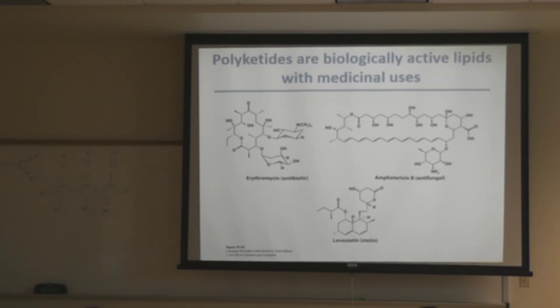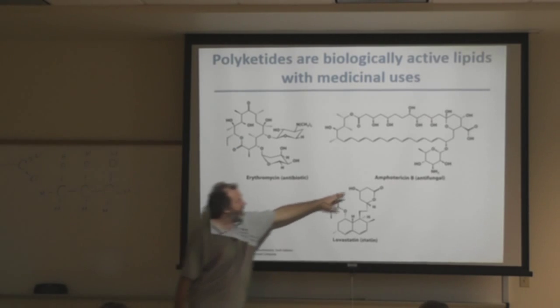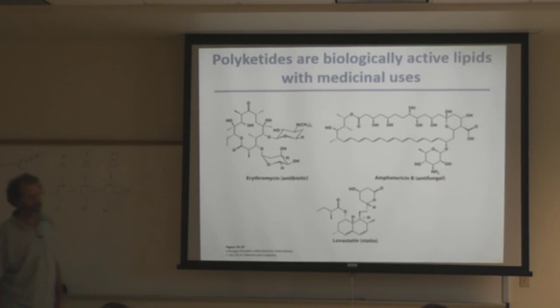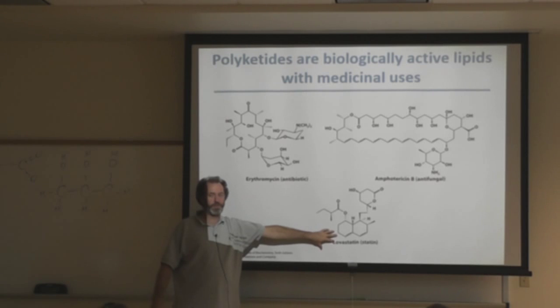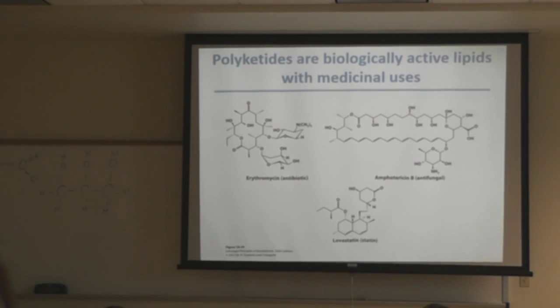So polyketides are biologically active lipids, and they're used in medicine. So we have erythromycin, so we have sugar molecules, and then a polyketide basically structure. Amphotericin B is an antifungal, and then lovastatin. It's a statin drug, so this is actually used for what? Cholesterol. Yeah, HMG-CoA reductase inhibitor.